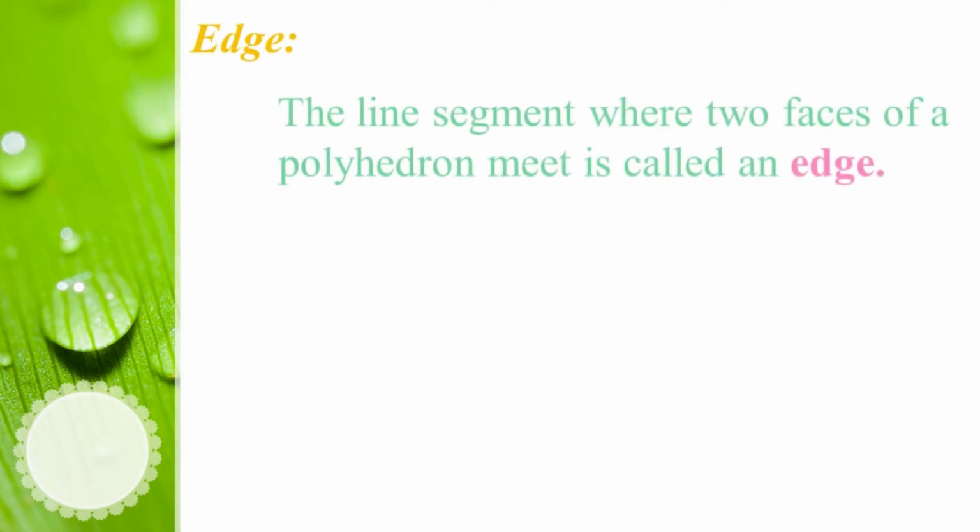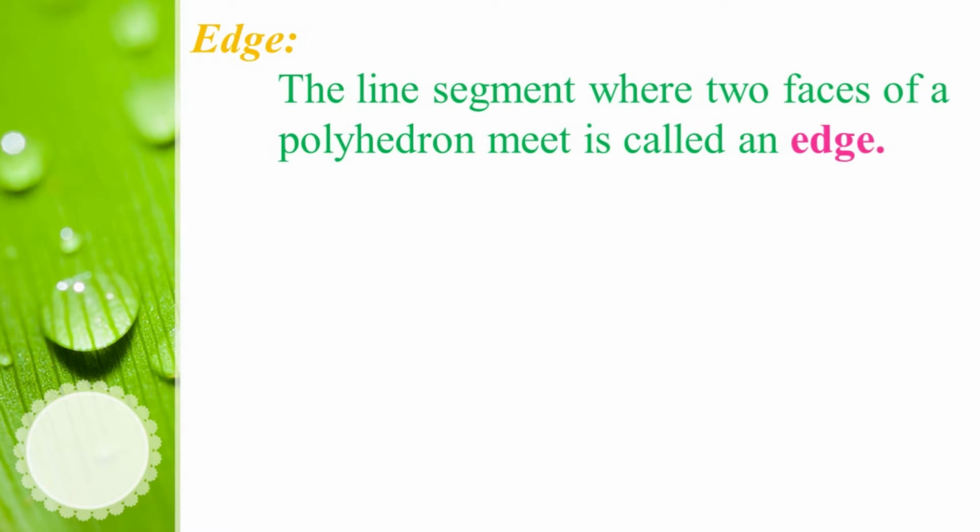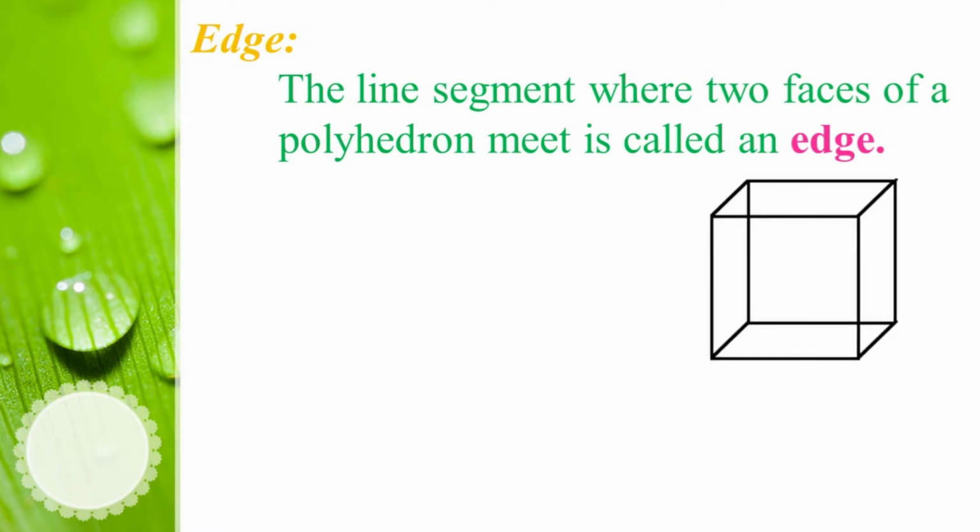Edge. The line segment where two faces of a polyhedron meet is called an edge. You must know the difference between face and edge. Here, for edge, the line segment where two faces of a polyhedron meet is called an edge. This is the polyhedron and this is one of the line segments where two faces are meeting. Okay, this is called an edge of the polyhedron.